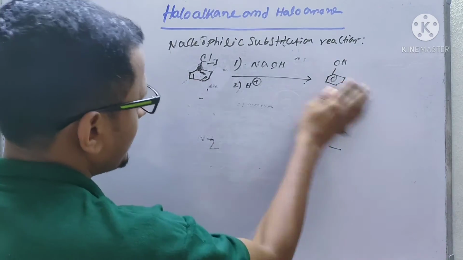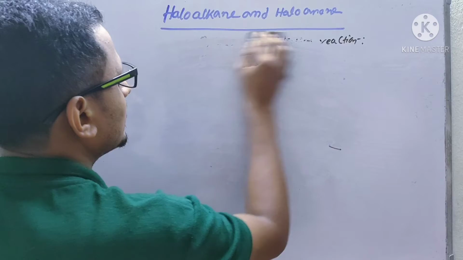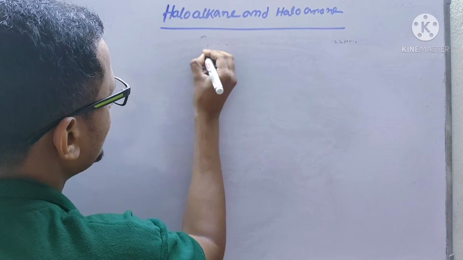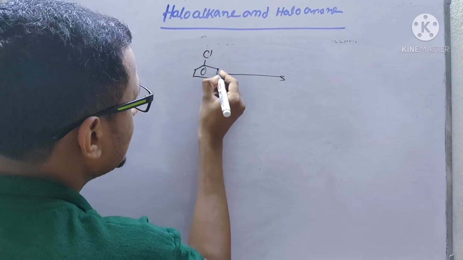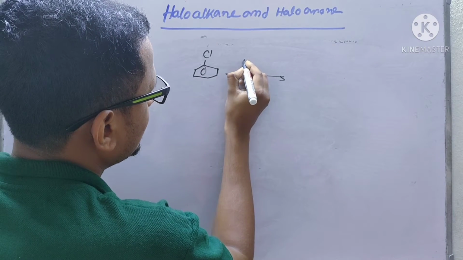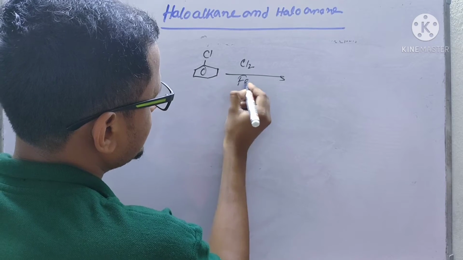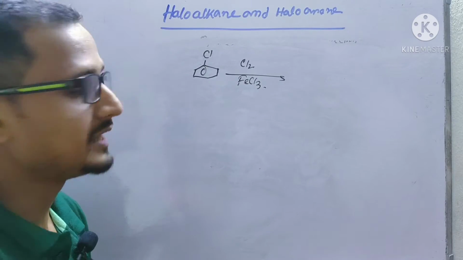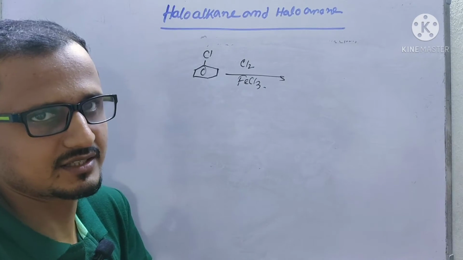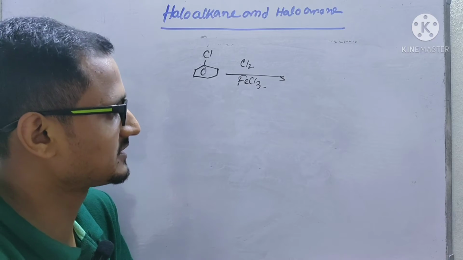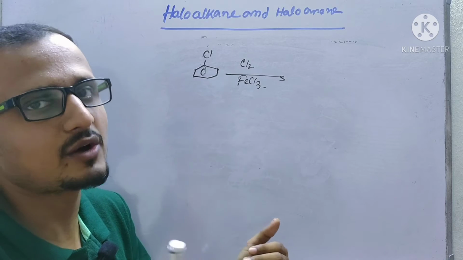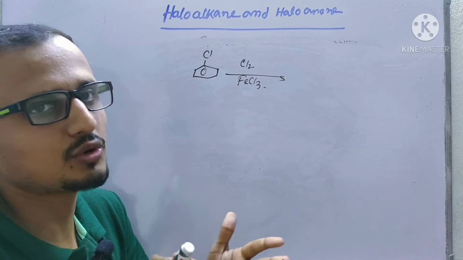Now, these haloarenes like this chlorobenzene may react in other electrophilic substitution reactions. Now if you treat this one with chlorine in presence of FeCl3, as this chlorine is an electron withdrawing group, it is correct, but it is also an ortho-para orienting group.